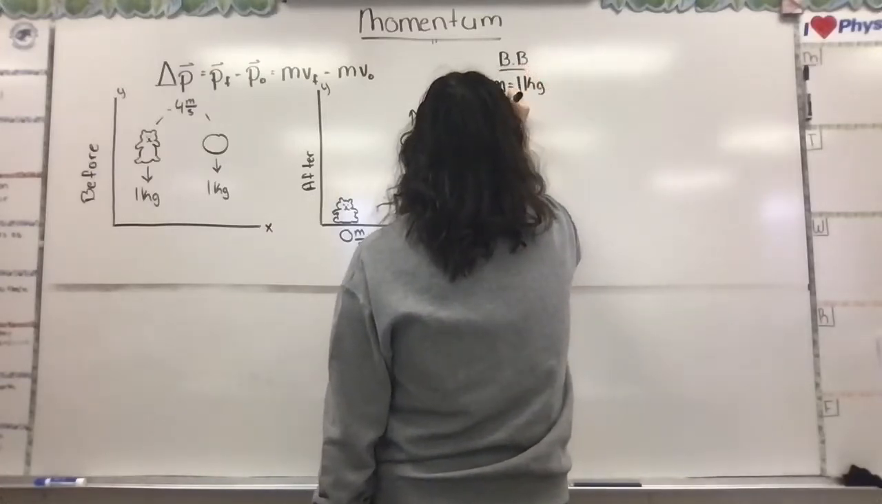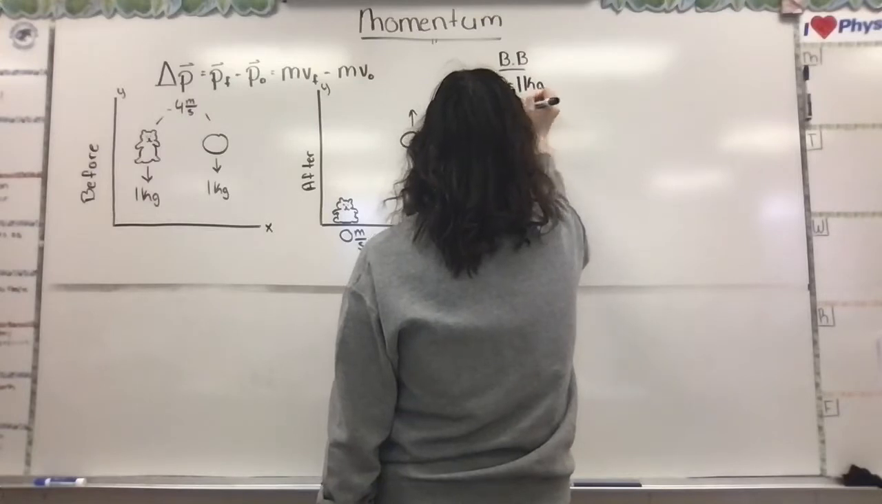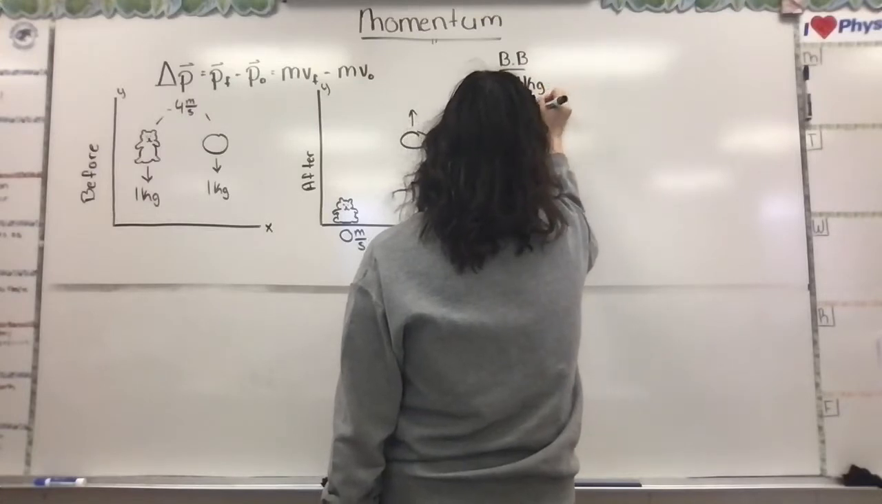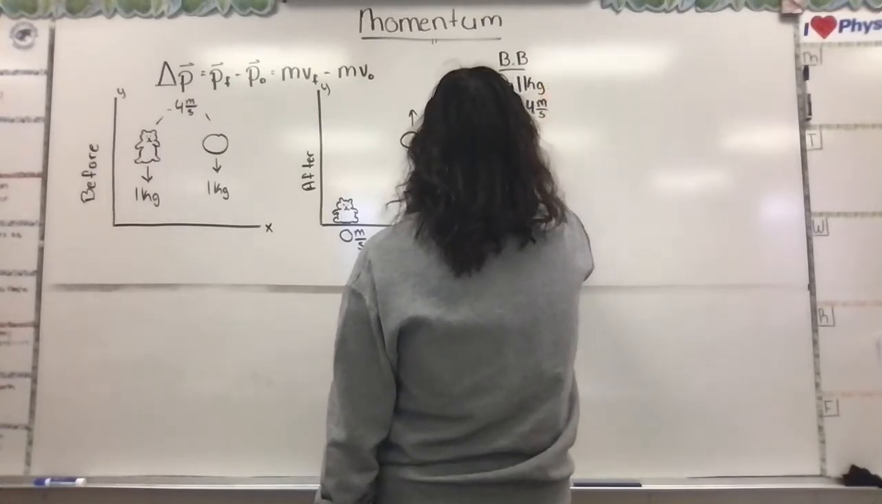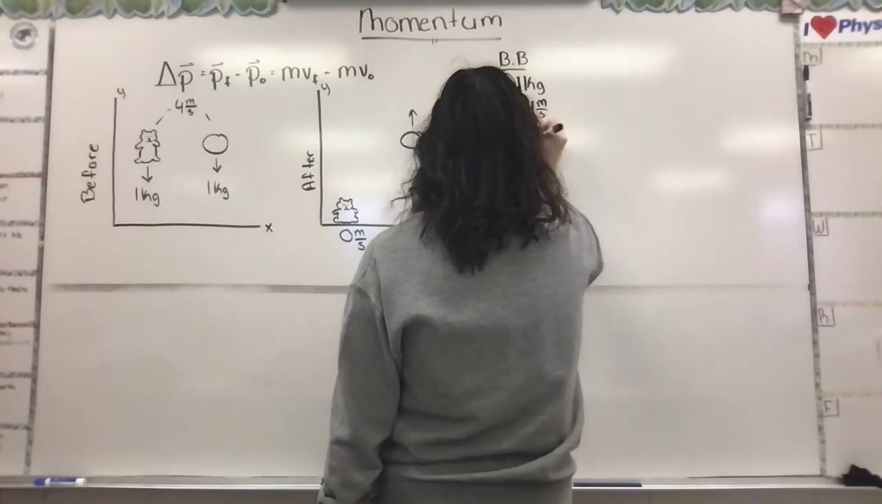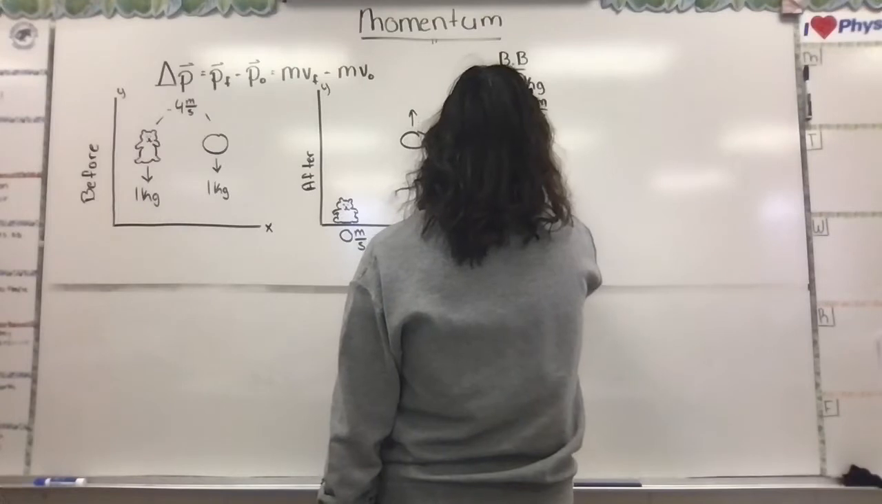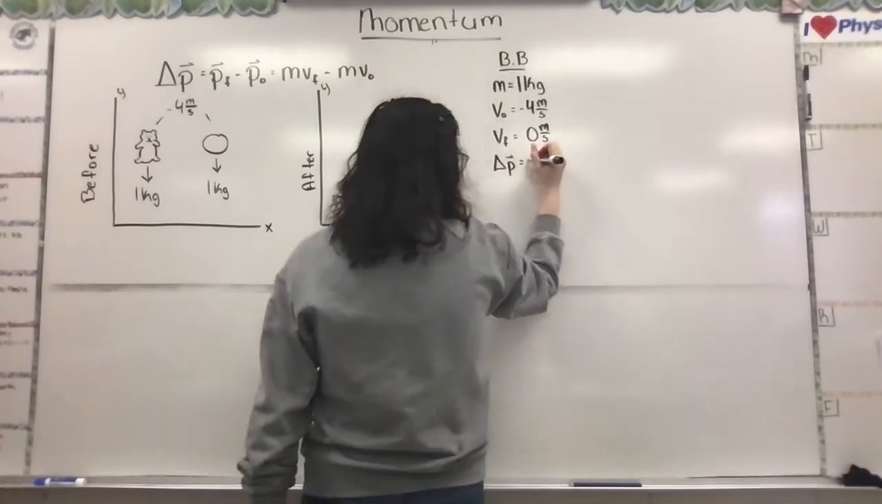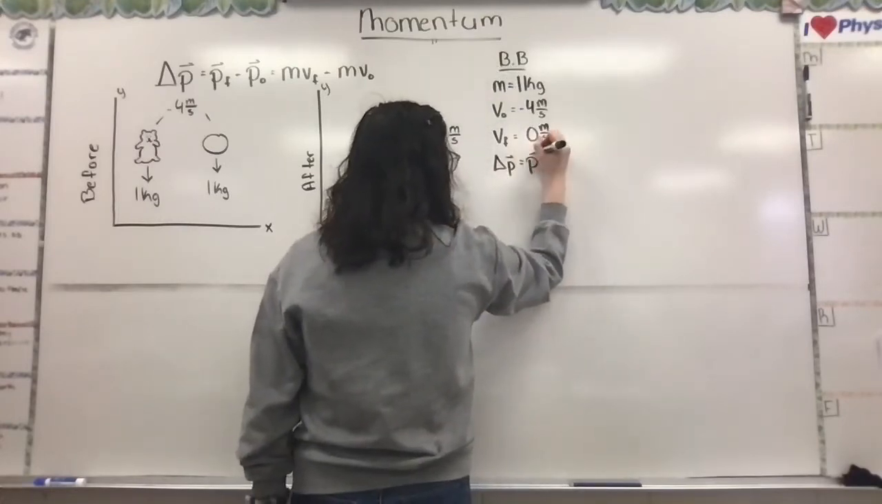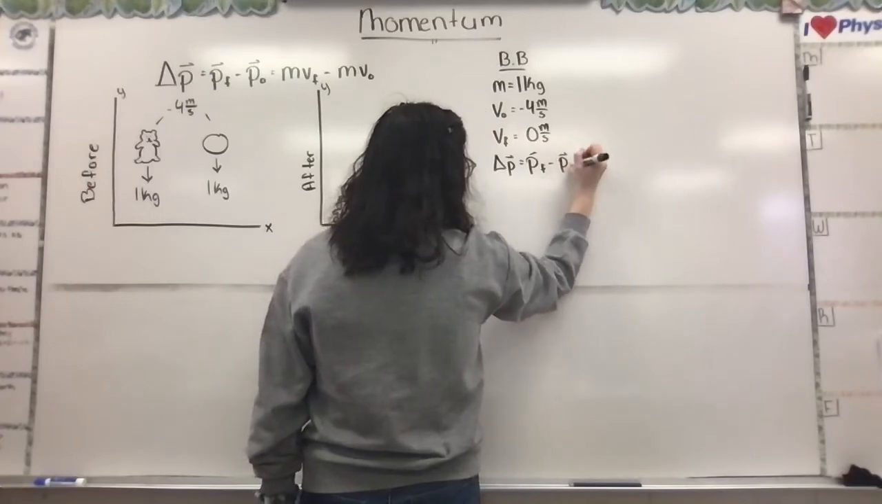What is the initial velocity of the Beanie Baby? -4. What is the final velocity of our Beanie Baby? 0. Okay, and what are we trying to find? Change in momentum. Which means we'll be doing the final minus the initial, right?